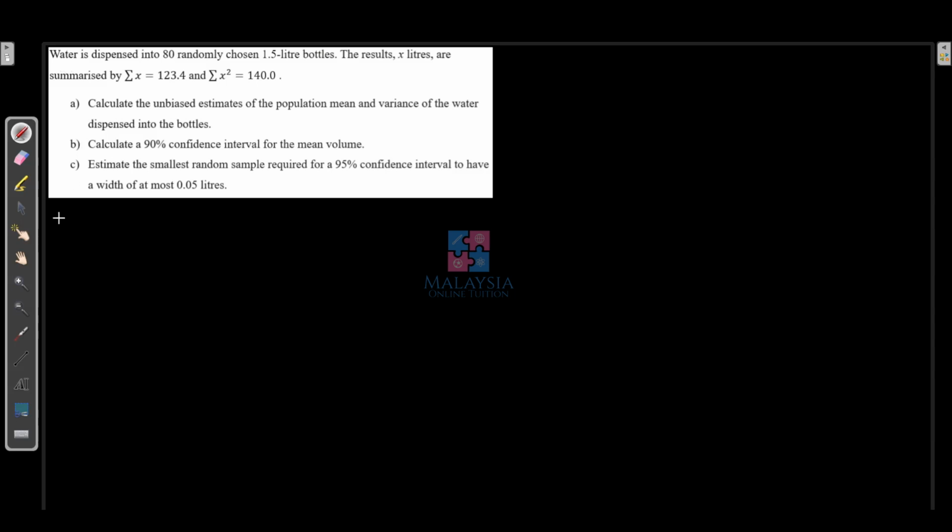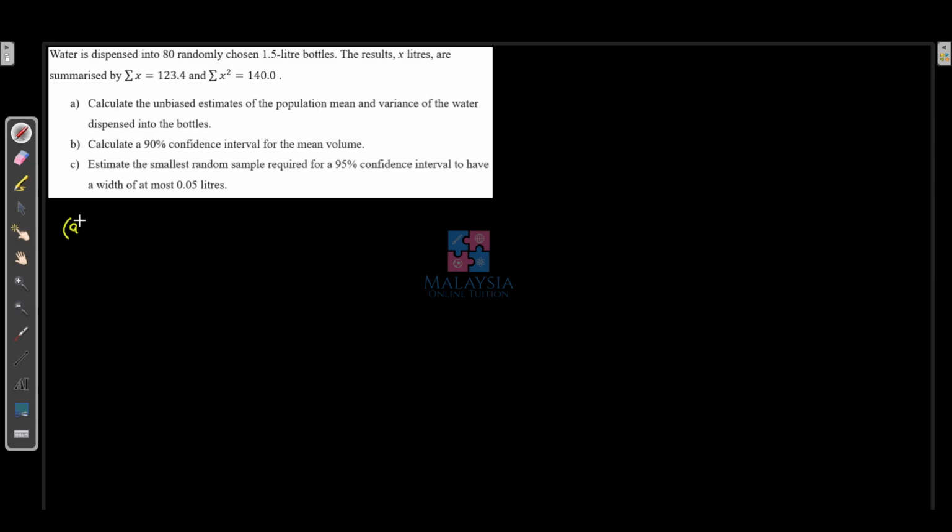Alright, let's start with question number 1. Water is dispensed into 80 randomly chosen 1.5 liter bottles. The results X liters are summarized by summation of X equals 123.4 and summation of X squared equals 140.0. For part A, calculate the unbiased estimates of the population mean and variance of the water dispensed into the bottles.